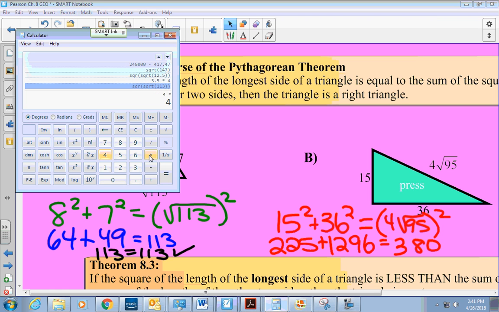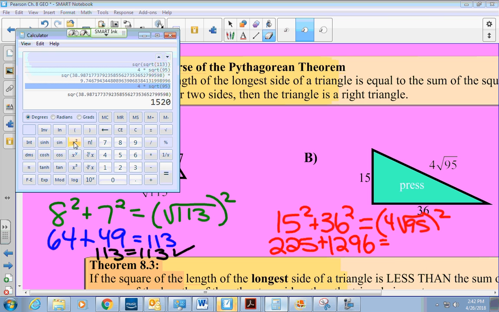So we go 4 times the square root of 95, equals, and then square it. I got 1520. So you guys make sure you know how to use your calculator well enough.